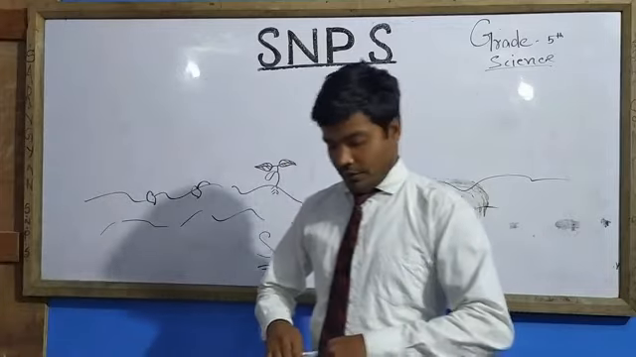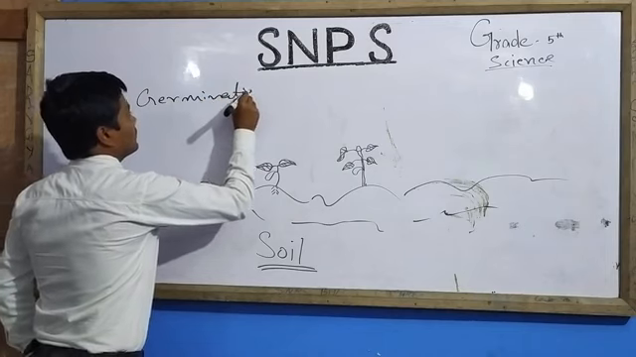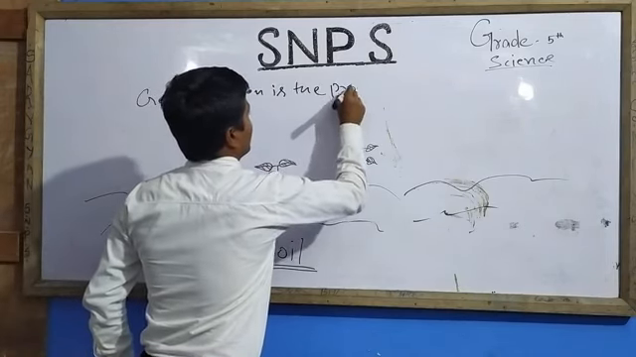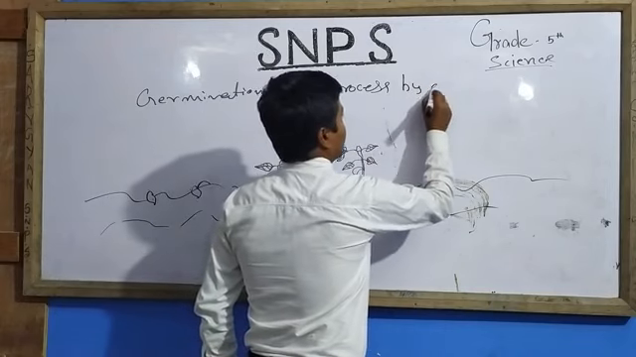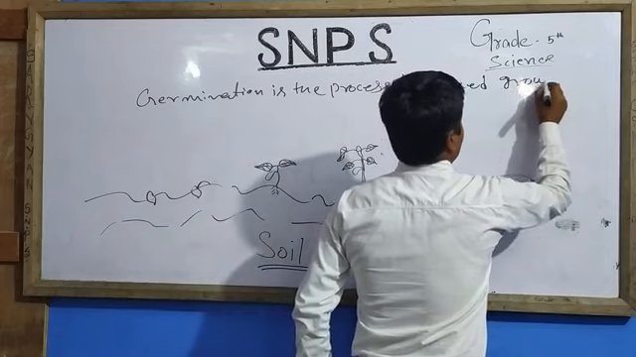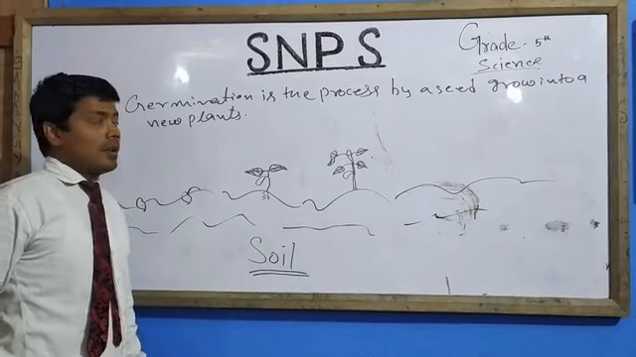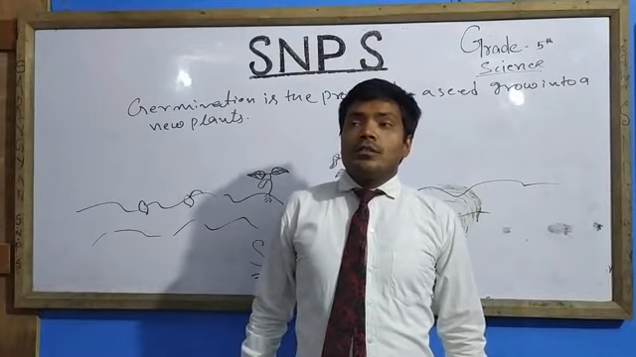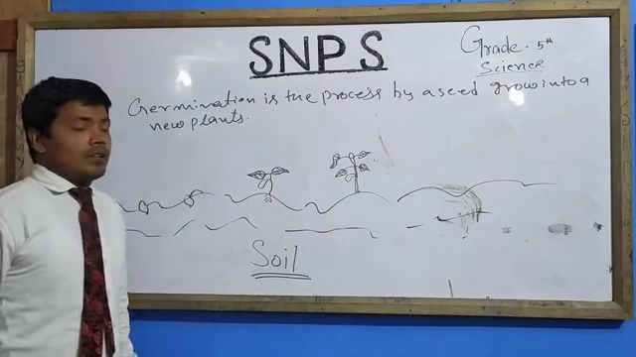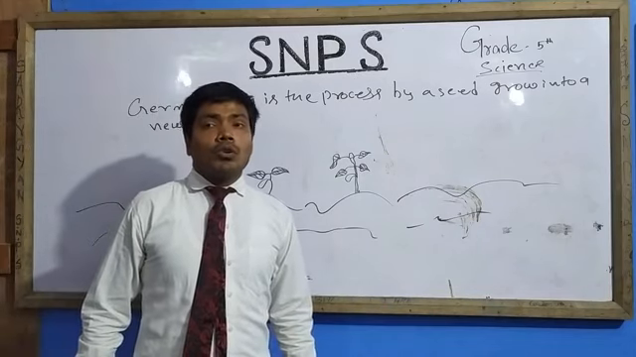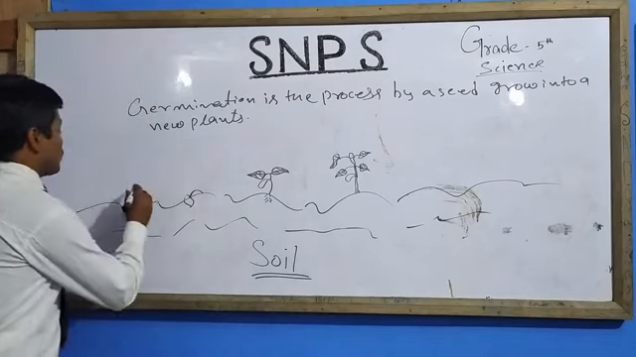Germination kya hai? Germination is the process by a seed growing into a new plant. A seed needs something to grow a new plant. Seed need right amount of air, water and warmth to grow into a new plant. At first, seed need water to soften.